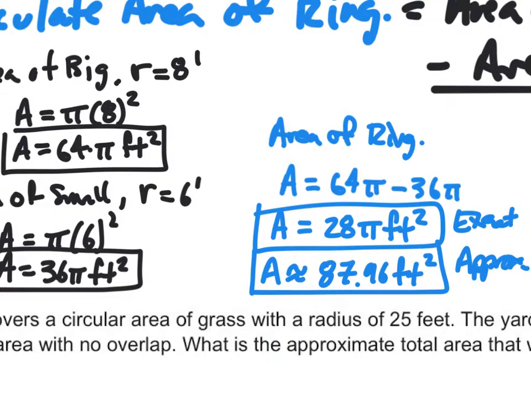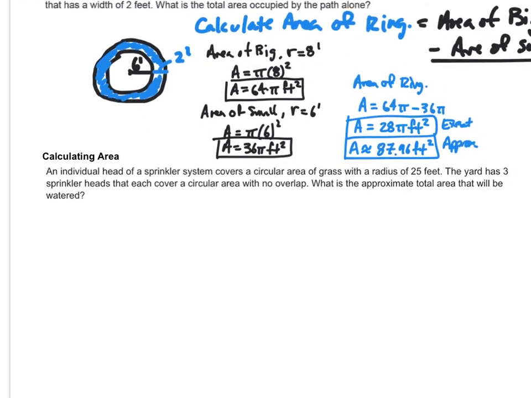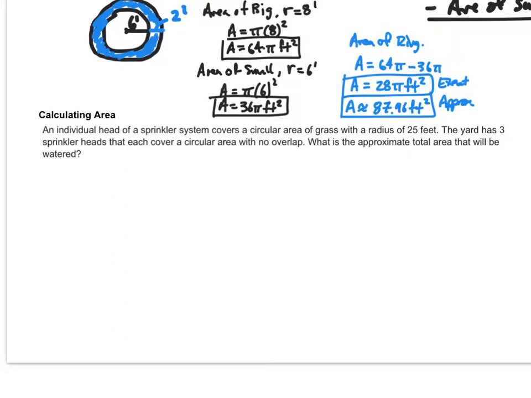Okay, all right, let's move on and take a look at the next one. Calculating area. An individual head of a sprinkler system covers a circular area of grass with a radius of 25 feet. The yard has 3 sprinkler heads that each cover a circular area with no overlap. So what is the approximate total area that will be watered?